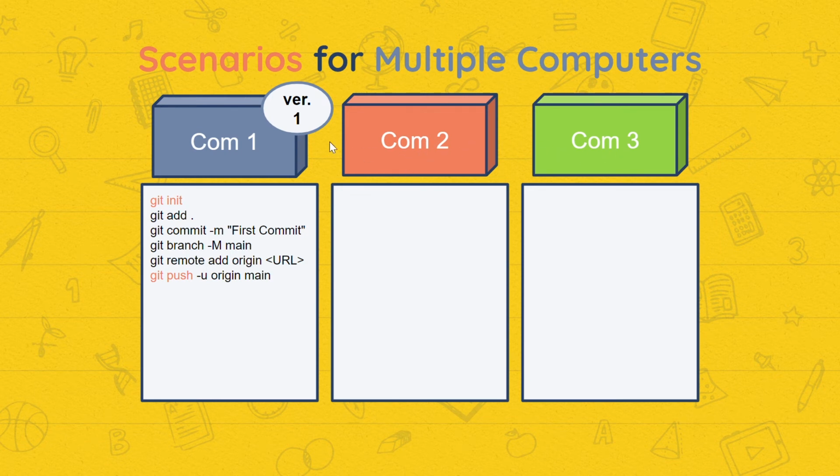Let's say this one is my work computer. The first time I want to put it in, I need to initialize and then go through all these commands and then push it up. So the repository will have a version 1 and my computer will also have a version 1 of the commit.